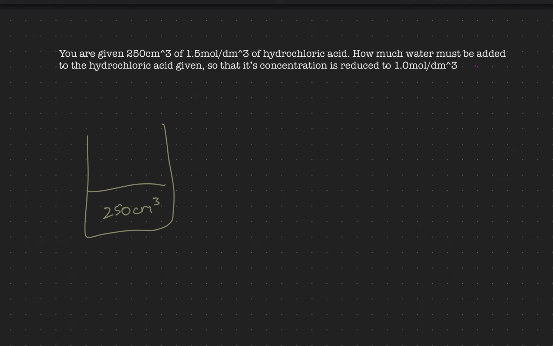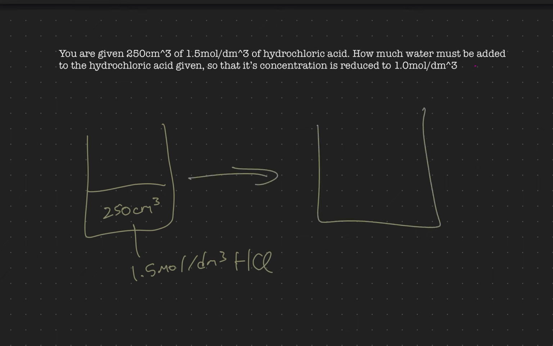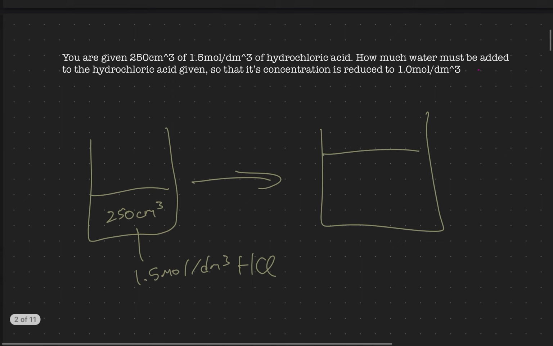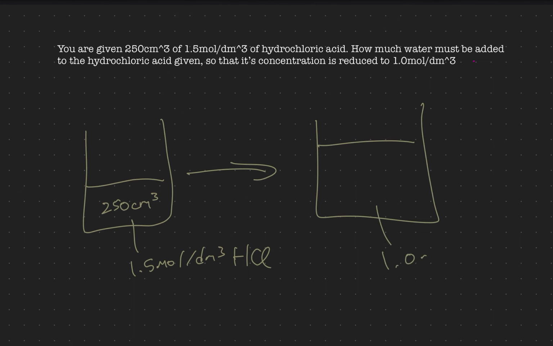I have 250 cm³ of a 1.5 mole per dm³ hydrochloric acid. I need to turn this into a 1.0 mole per dm³ concentration hydrochloric acid. So therefore, I'm going to have to dilute it. I need to add water.